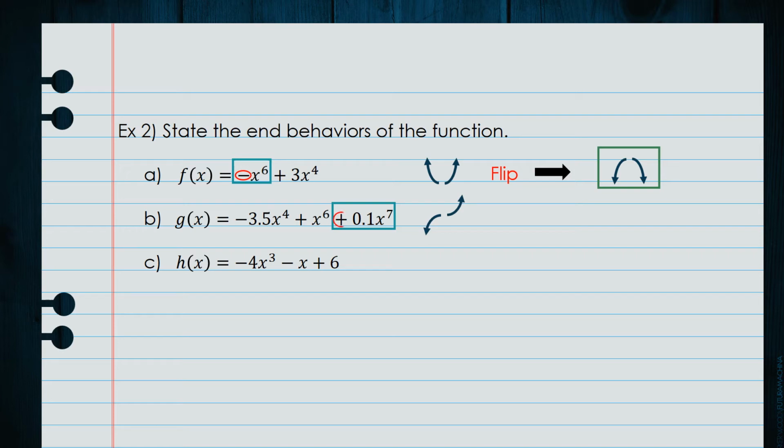Now we look at the sign. Since it's a positive, it will not flip, which means the end behaviors will remain down on the left and up on the right.